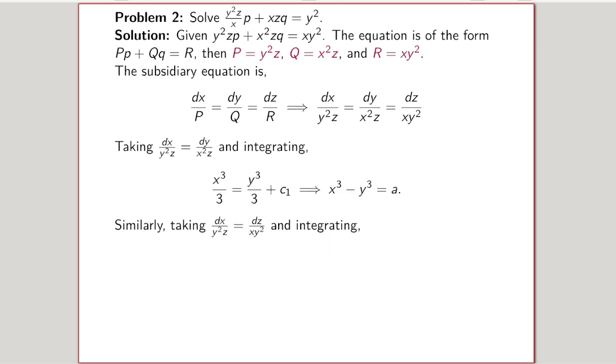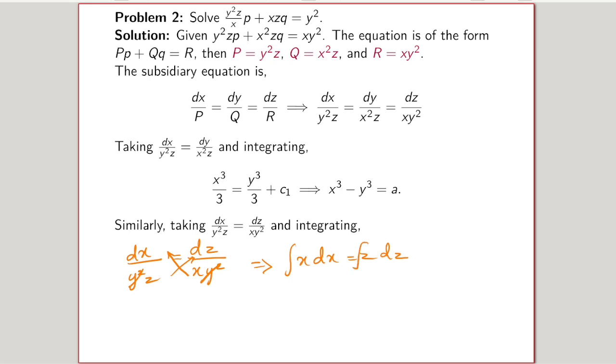And next one, I am going to take the terms first and third, that is dx divided by y square z, which will be equal to dz divided by xy square. And here also we can observe that the terms are misplaced. So I'm going to cancel y square on both sides, which is very obvious. Now I can bring this x to left hand side and z to right hand side. So I'll be writing x dx. This will be equal to z dz.